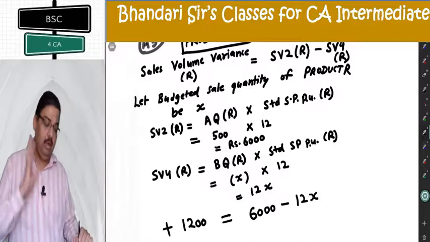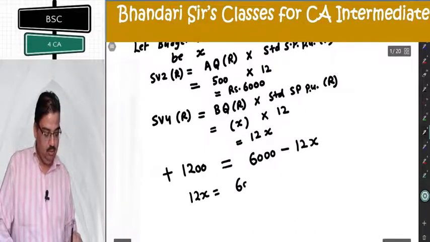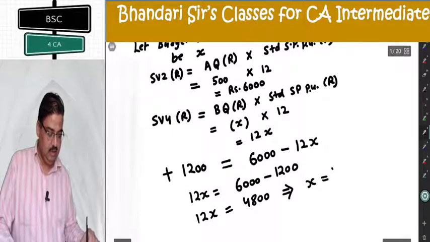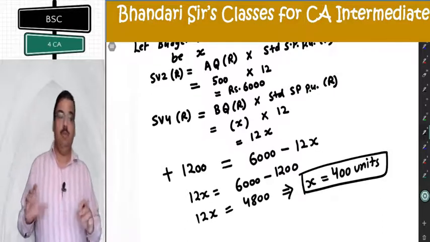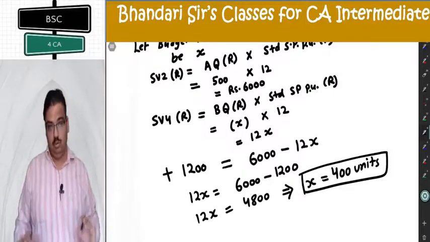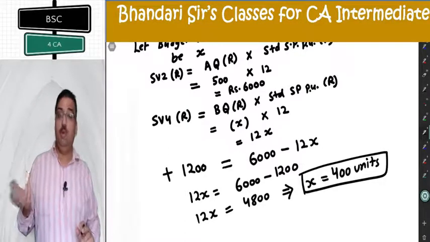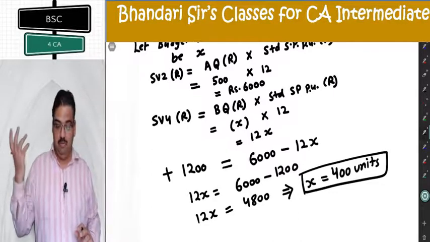We can solve it. We will get the value of X here. So 12X is equal to 6000 minus 1200. 12X equal 4800. This implies X equal 400 units. So one of the missing figure has been computed. It is simple mathematical rule. Two missing figures, two equations, one missing figure, one equation. There are two missing figures, one more variance is given. From there I'll be able to get the second missing figure.